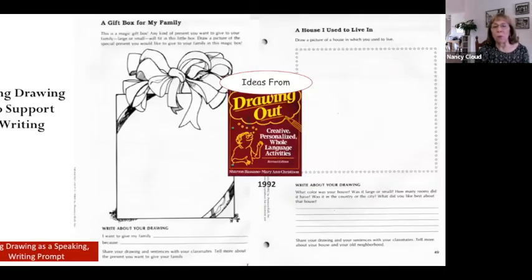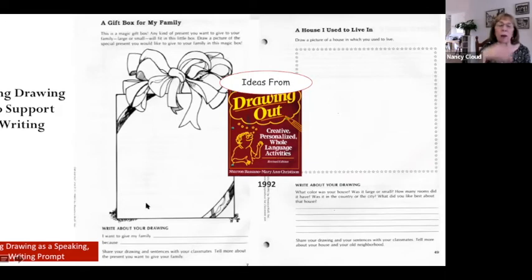Also, we can use drawings. And while this is from an old book from 1992, it was filled with wonderful ideas, and it would be hard to find, but it's great ideas. This is one where we ask kids to draw a picture of a house they used to live in Russia, and to write about their drawing, to tell us all about that house. And kids love to do that.